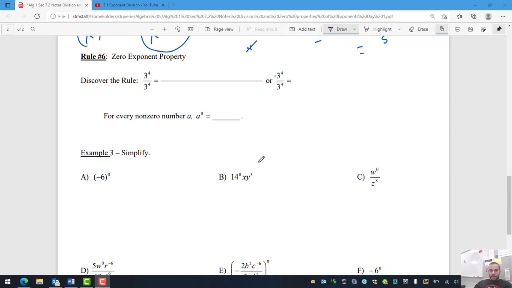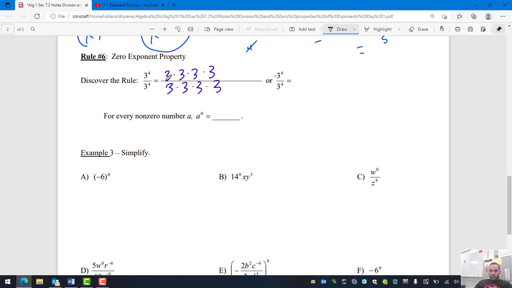All right, so the next rule we'll talk about is the zero exponent property. So we'll start with this example. If we've got 3 to the fourth over 3 to the fourth, if we want to write this as a multiplication question, it's 3 times 3 times 3 times 3, 4 iterations of 3 in the numerator, over 3 times 3 times 3 times 3 in the denominator.